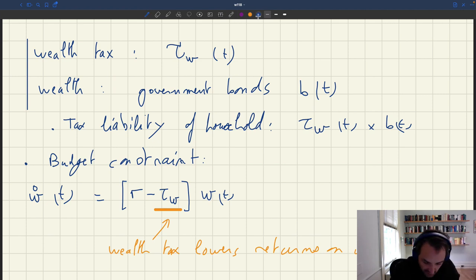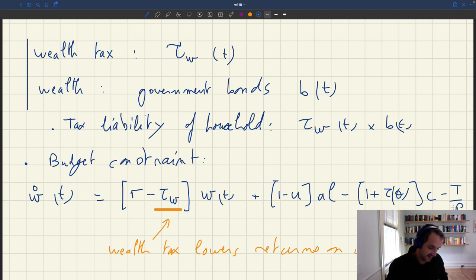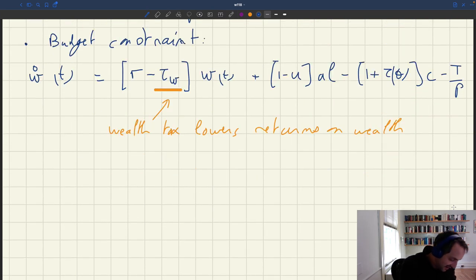Okay, so the budget constraint, you have this extra term here, and then the rest was the same. So this is interest income, then you have to add the labor income, which was 1 minus U, unemployment rate, A, productivity, L, minus spending, which was 1 plus tau theta, C, and then the household also had to pay a lump sum tax, T over P. So this is just the new budget constraint, and you can see basically the household problem is exactly the same as before.